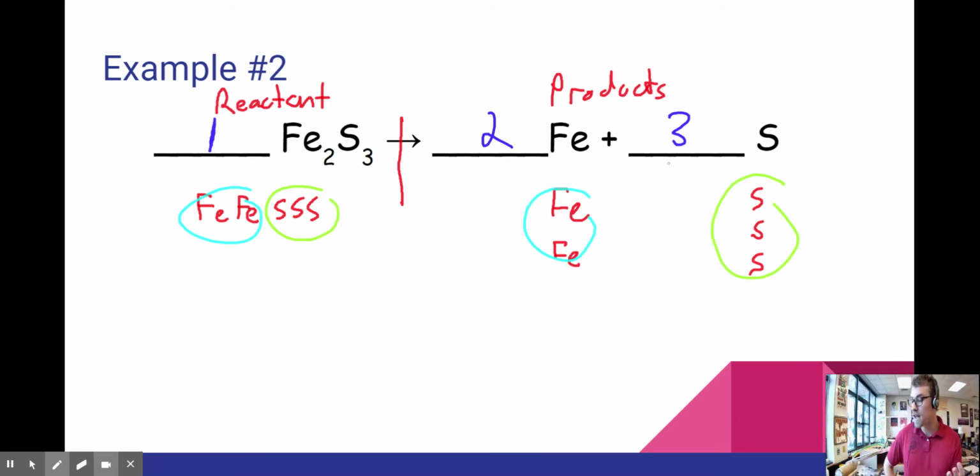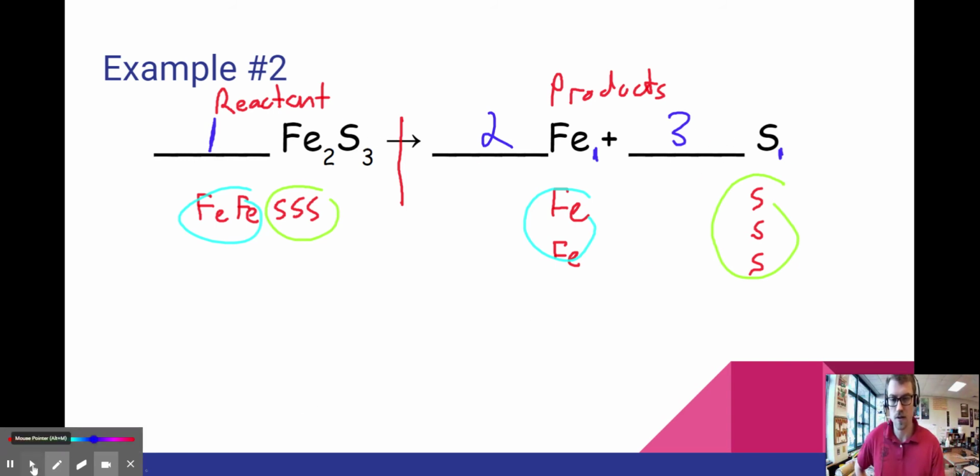Now, for those of you that are more math people, let's take a look at how we solve this mathematically, if we're not just doing it visually. We have Fe2. Remember that we assume that there are subscripts of 1 right here. Well, 1 times 2 is 2. 2 times 1 is 2. So we can just add in the correct coefficients here to make that balanced. 1 times 3 gives us 3 sulfurs. 3 times 1 gives us 3 sulfurs, right?